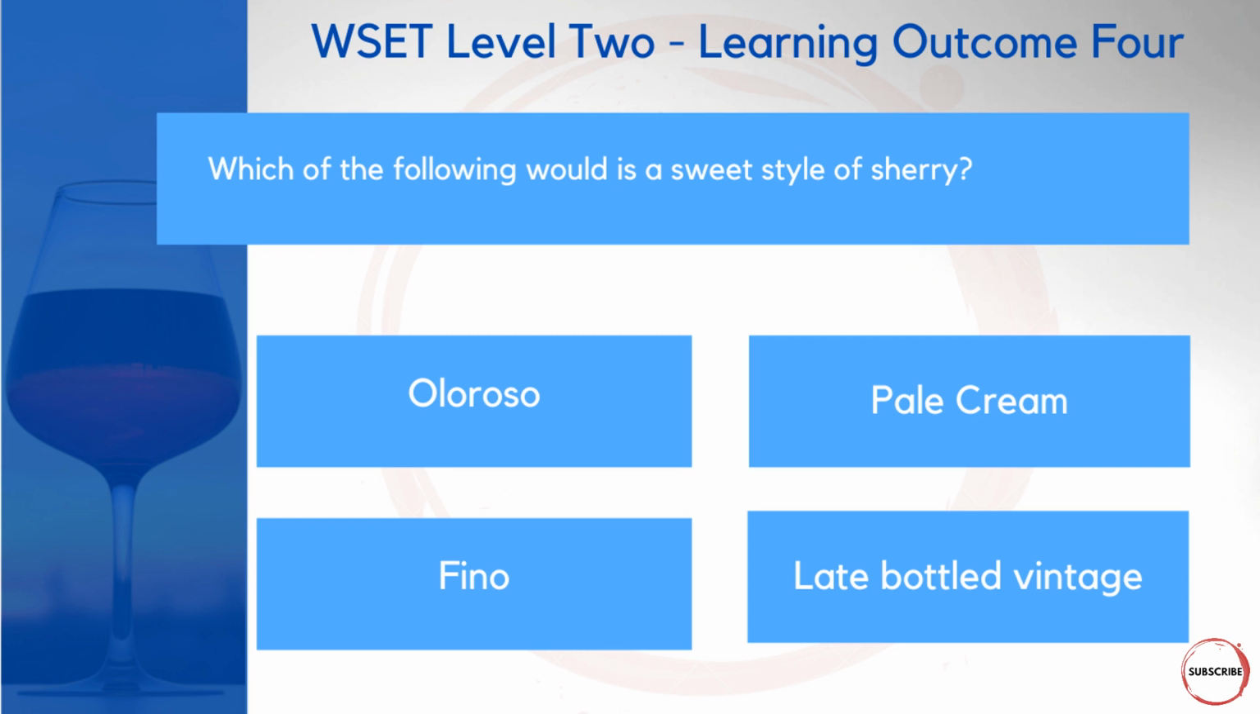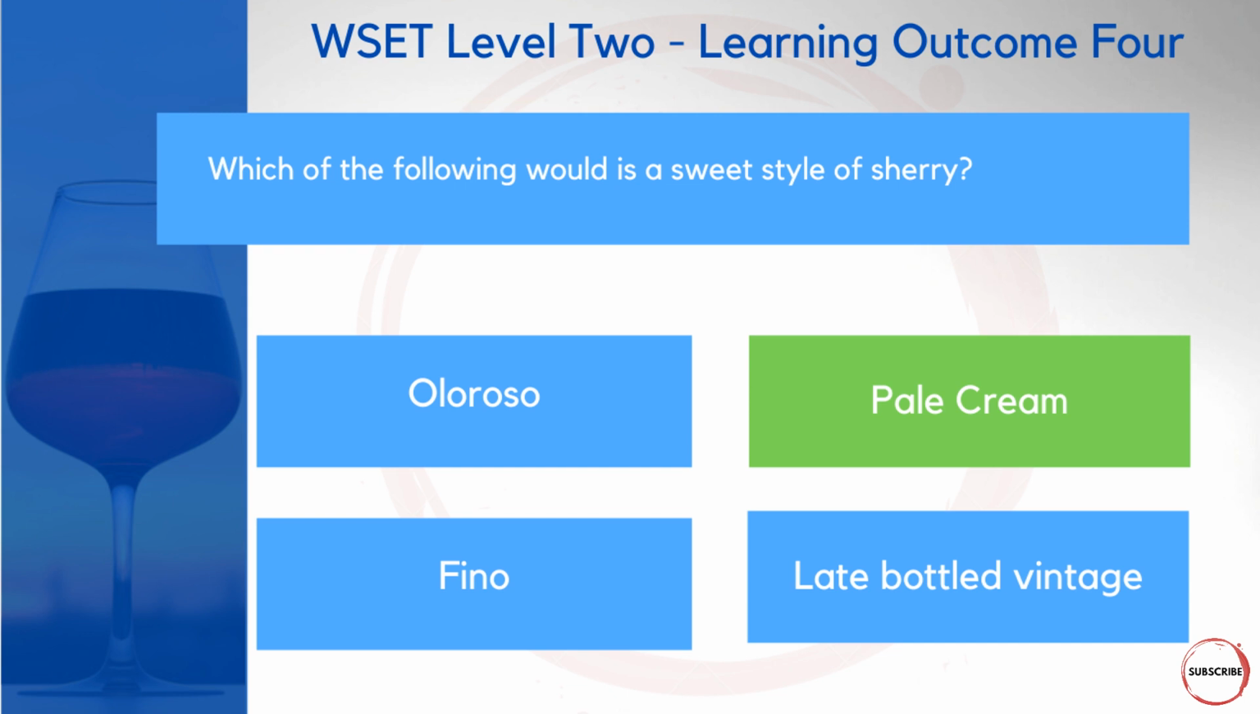Next up, we're going to stay on the theme of sherry, to get used to some of those fortified wine type questions. So which of the following is a sweet style of sherry? Is it Oloroso, is it pale cream, is it fino, or is it late bottled vintage? Now, when you go back to your labelling and your production methods, late bottled vintage is not associated with sherry, so we can immediately discount that one. We're then starting to recall what the sweeter styles are now. Fino sherry is a dry style. Oloroso is a dry style. So that only really leaves us with one option, and that is pale cream.